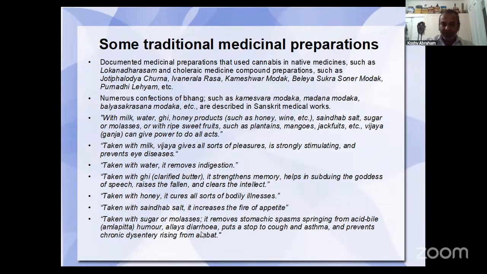It can control diarrhea and stop cough and dysentery.